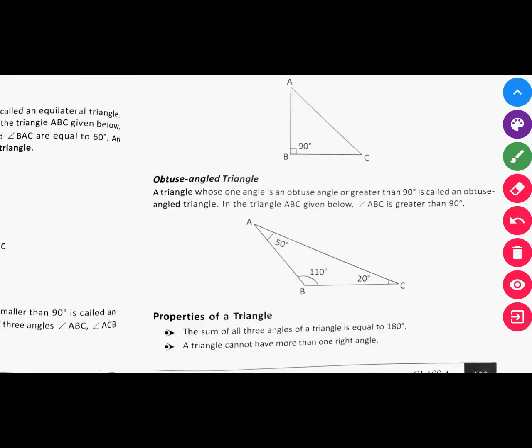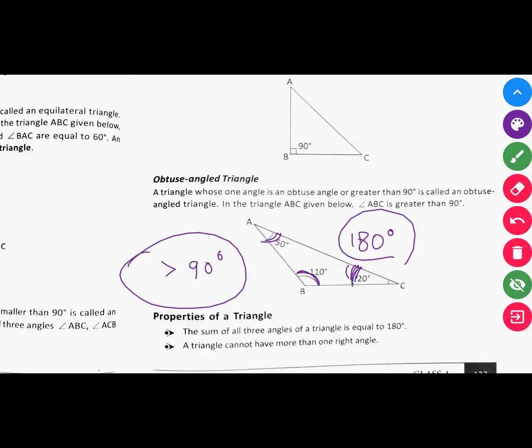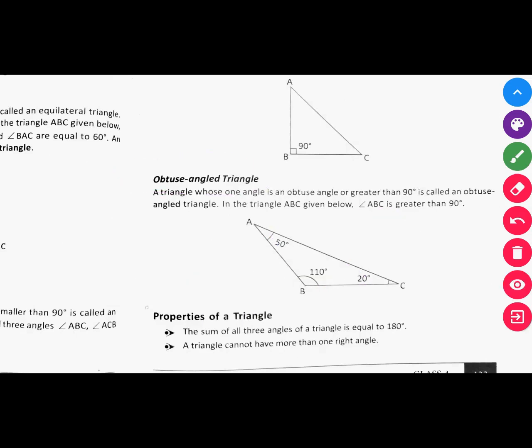Okay, and the third one based on angle is the obtuse angle triangle. Obtuse angle means one of the angles is greater than 90 degrees and the remaining two give their contribution so that their addition is 180. So here one angle is of 20 degrees, one angle is of 50 degrees, and the main angle because of which the triangle is known as an obtuse angle triangle is greater than 90 degrees.